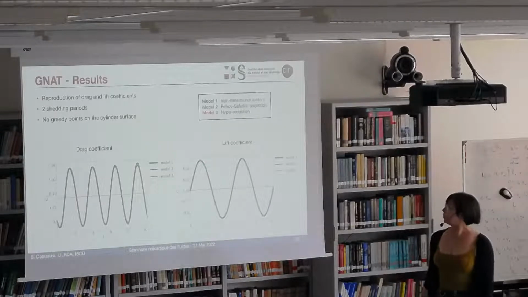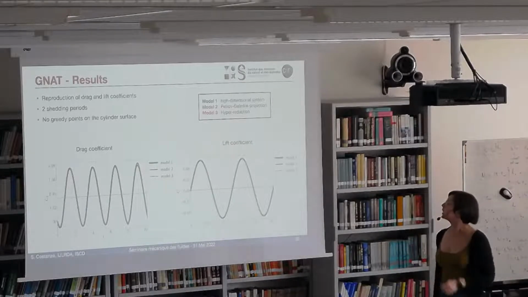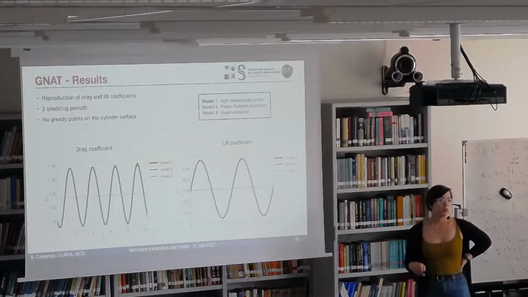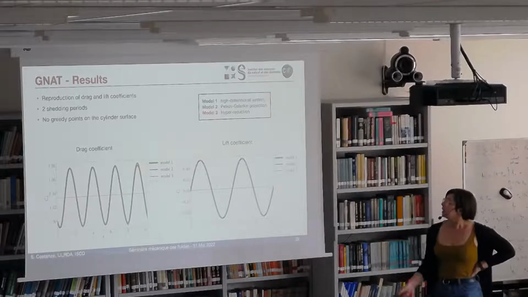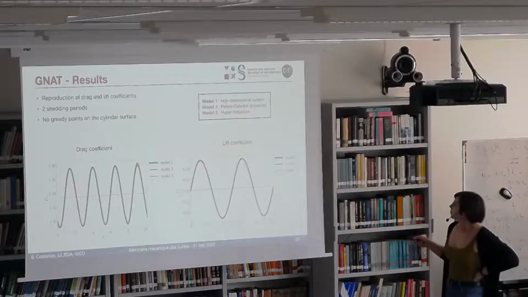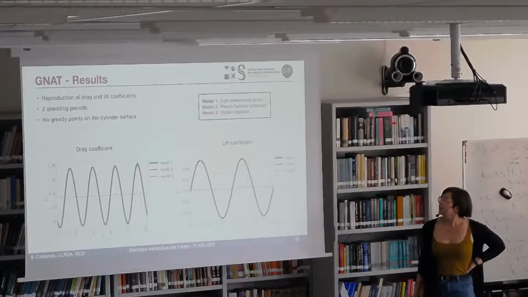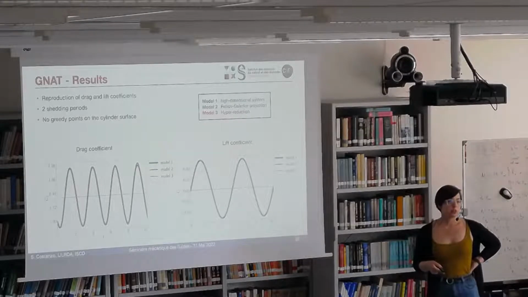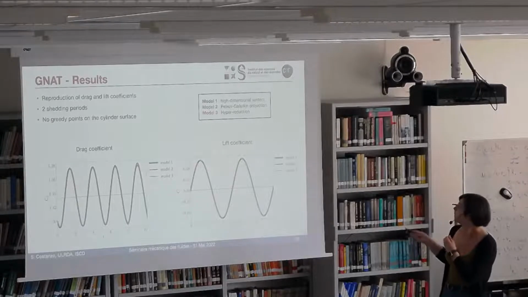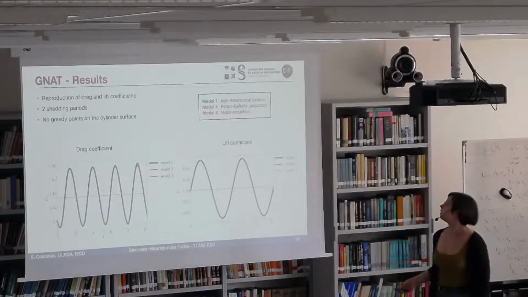So we were able to reproduce the flow everywhere. Here, as a simplification, I show the reproduction of the drag and lift coefficients, which are found from the velocity at the inverse boundaries. And we reproduce two shedding periods, and so we get good results. I don't know if it's clear, but the curves almost totally overlap. Noticing that we have no greedy points on the cylinder surface. So basically, the model 3 has no information on what happens on the cylinder, other than the POD modes we collected at the beginning.